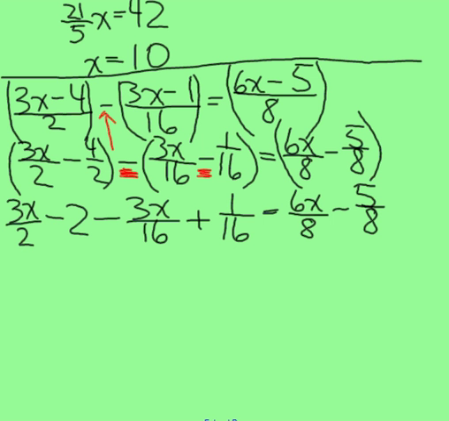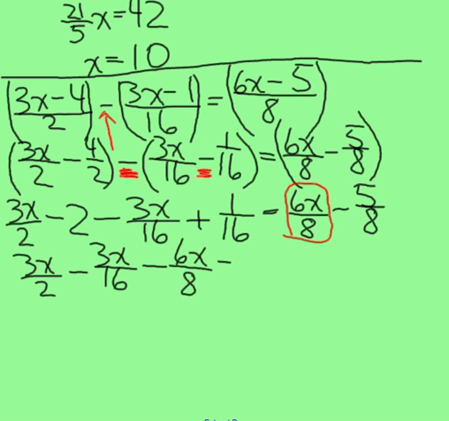So what we did there is take the brackets off, and so now we're ready to put x's on one side, numbers on the other side. I think I'm going to put the x's on the left side, so that's 3x over 2 minus 3x over 16. And the other x is sitting on the right-hand side of the equal sign. It's this 6x over 8. And I'm going to be moving that across the equal sign. So right now it's a positive 6x over 8. So moving it across, it's going to become a minus 6x over 8 equals.